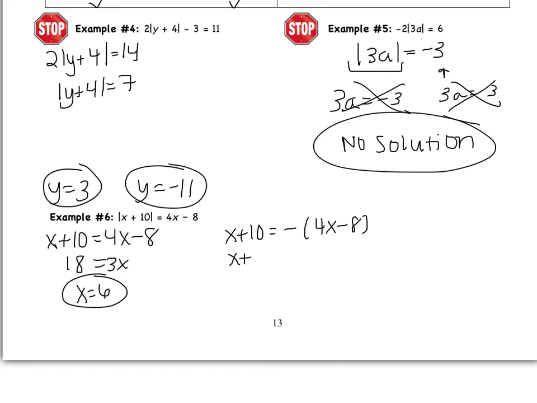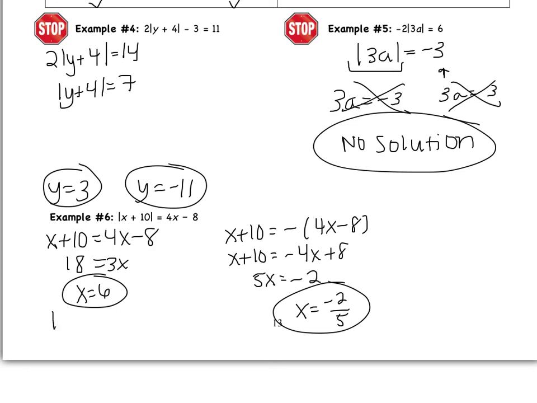Okay, now I have x add 10 equals, distributing the negative, I get negative 4x, add 8. Adding 4x to both sides, I get 5x equals. Subtracting 10, I get negative 2. I know that I'm skipping steps, but I know that you all should be able to solve this correctly. And then dividing by 5, you get x equals negative 2 over 5. Okay, this is a case where you're going to get an extraneous solution.